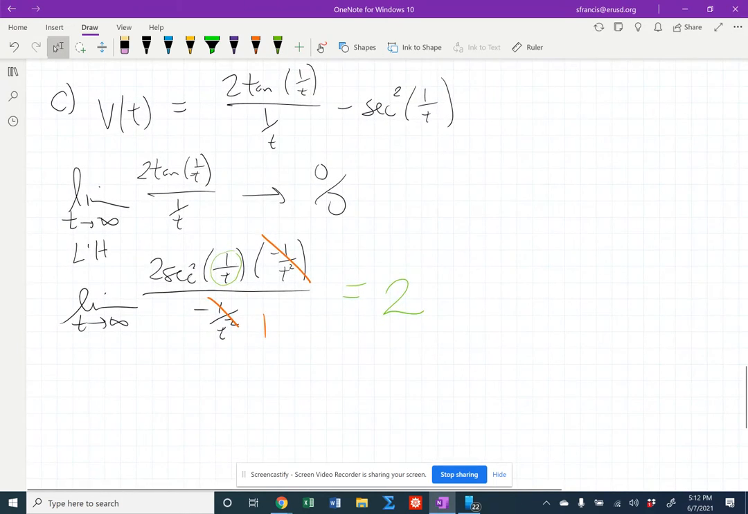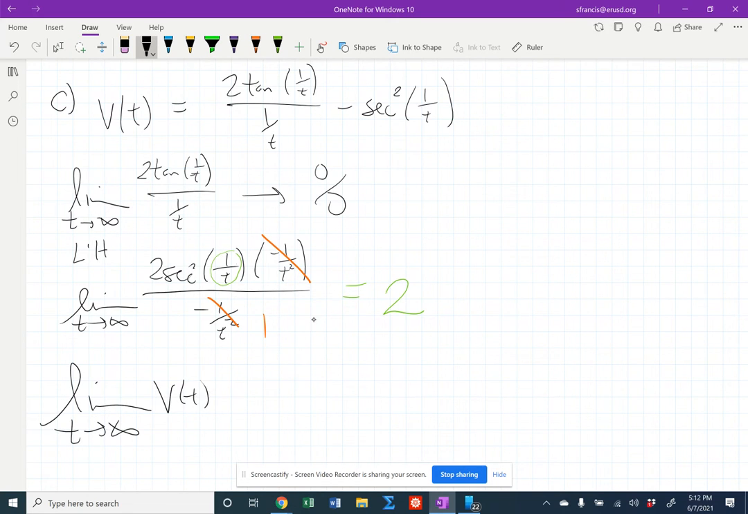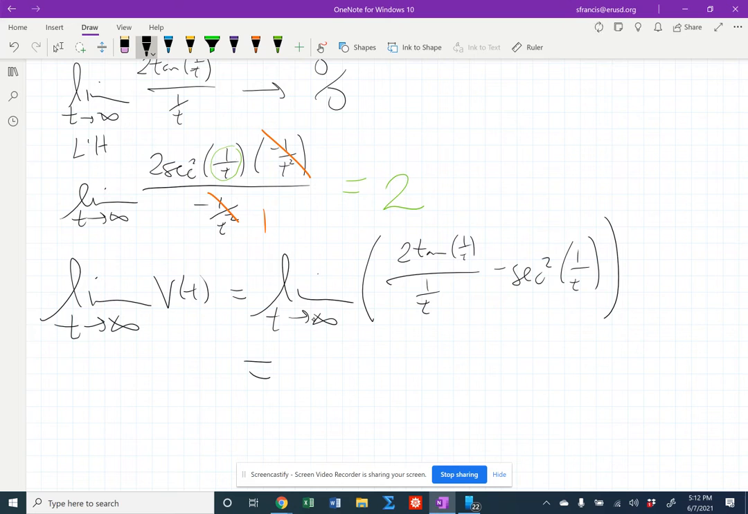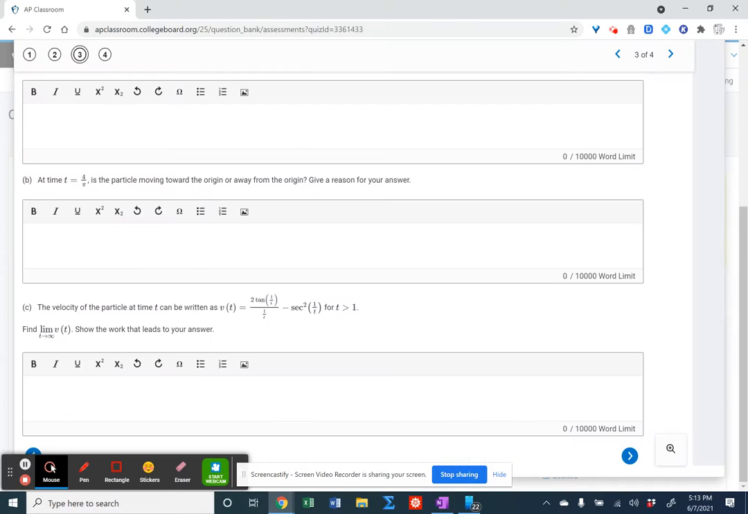All right, so what about our limit as t approaches infinity of v of t? Well, this is the limit as t approaches infinity of 2 tangent 1 over t divided by 1 over t, minus secant squared of 1 over t. We just showed that the first part of this is 2. That's all the work we did. The second part, as we just said, 1 over t goes to 0. Secant of 0 is 1. 1 squared is still 1. So this goes to 2 minus 1. And the limit of the velocity function becomes 1 as t approaches infinity.